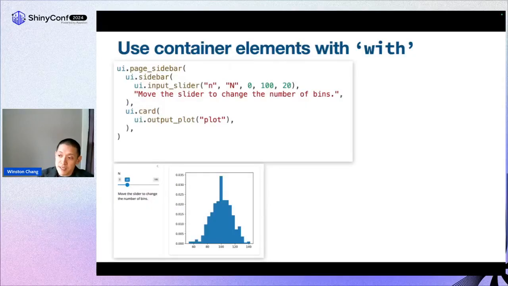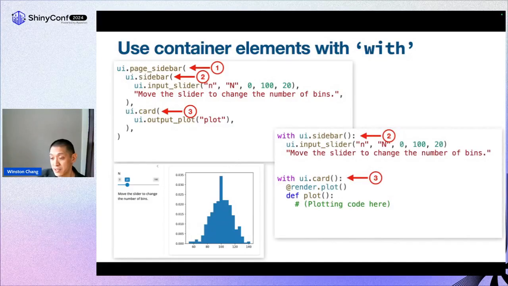Okay, next for layouts, some of these elements are container elements. All right, so this is a Shiny Core app. The first container element that I want to point to is page sidebar. Inside of that, there's a sidebar. Inside of the sidebar, there's a slider and some text here. And then we have another container element, a card. That's this thing here. And inside of that, there's the plot. All right, so that's Shiny Core.